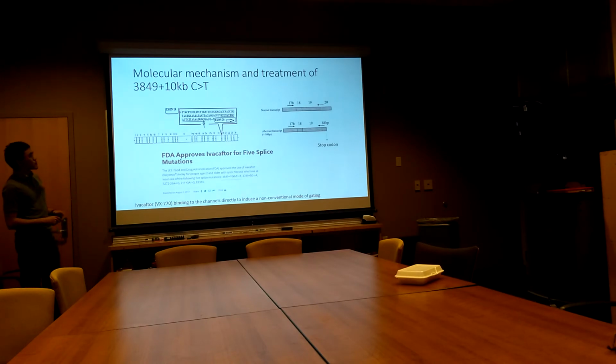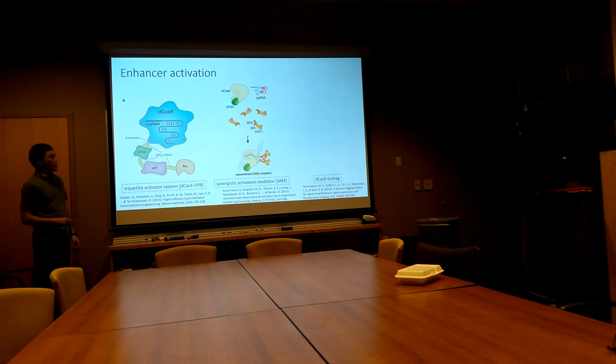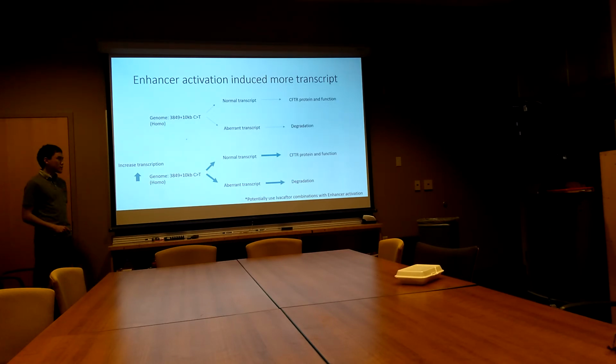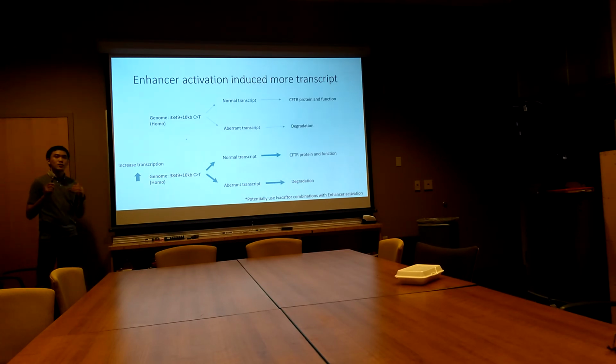So what we propose here is to use this enhancer activation VPR system. The VPR system will be used to override the transcription in this region. We will increase both the normal transcript and the variant transcript compared to the wild type, or the control group. This way, we will force the cell to pump more functional CFTR into the membrane, and this could even be co-treated with ivacaftor as a combination treatment to see if the combination shows effects.